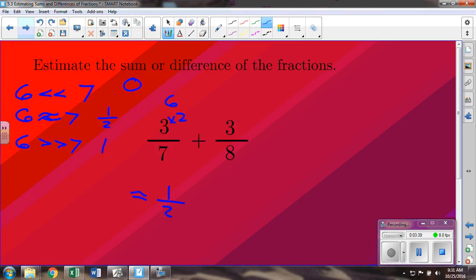Do the same thing. Times 2 to get 6. Is 6 way smaller than 8? About the same as 8? Or way bigger than 8? About the same, so that's another one that's close to half. Well, what's half plus half? There's our answer. Those two fractions are about 1.